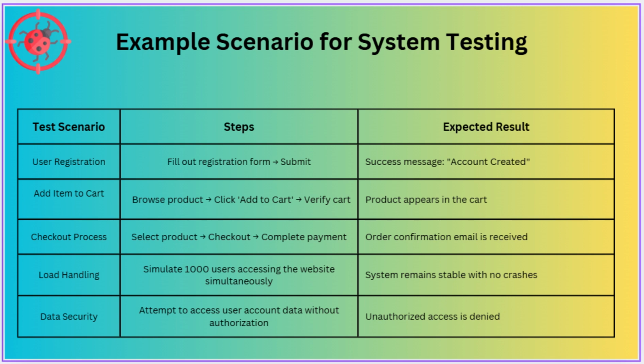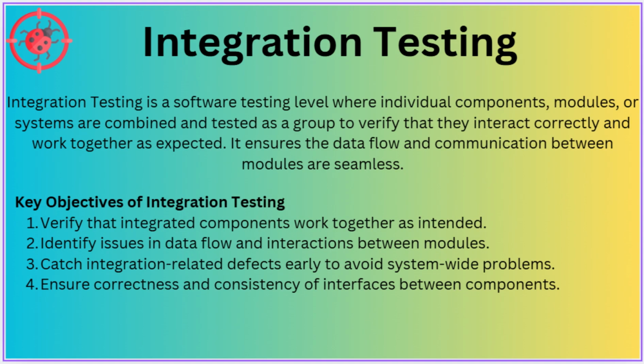Scenarios of system testing: test scenario, steps, and expected result. User registration: fill in the registration form and submit, and the success message appears, account created. Add item to cart: browse the product, click add to cart, verify the cart. The expected result is that the product appears in the cart. Checkout process: select a product, checkout, then complete payment. The order confirmation email is received. And there are many more examples.